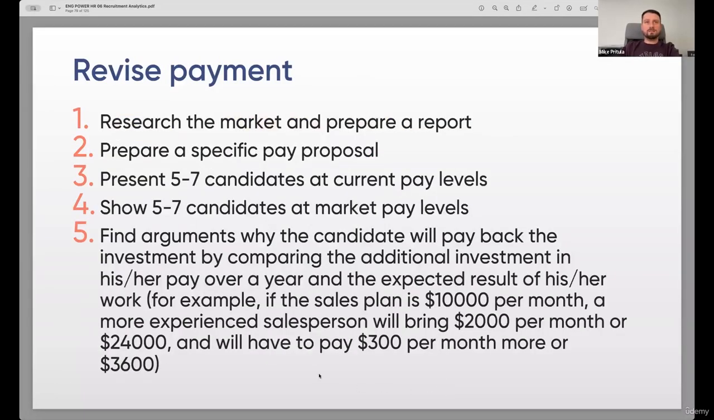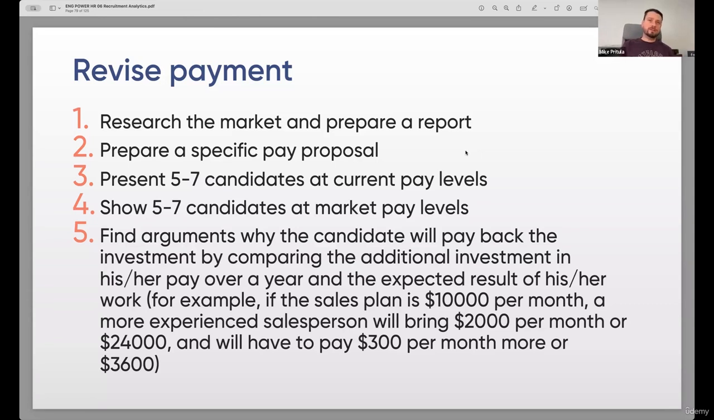Next, revise payment. Research the market. Again, it's not so easy to revise the payment rate. You can't just ask, let's increase the pay range for this vacancy. You need to prepare some information. So research the market and prepare a report. Prepare a specific pay proposal on how much you want to increase the pay range for the vacancy.